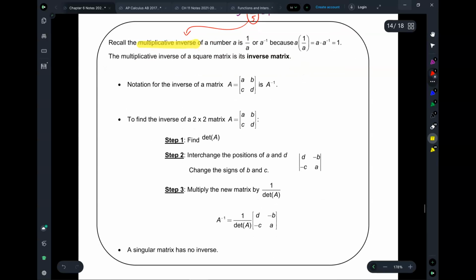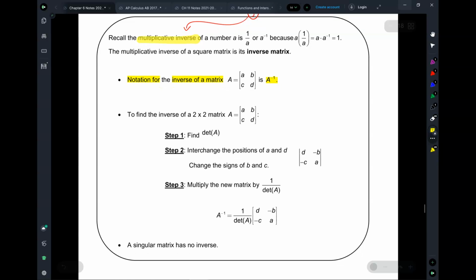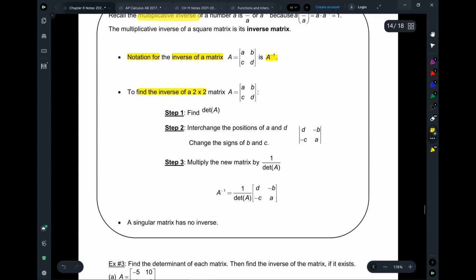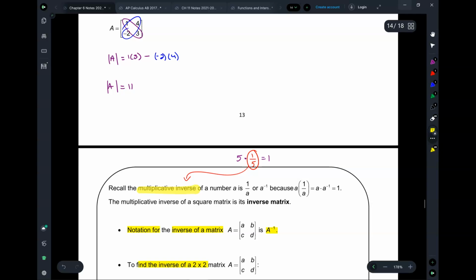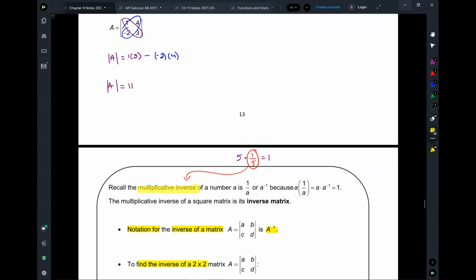Take a look. Notation for the inverse of a matrix. Hey, look up here. We have a little bit more to go. The notation for the inverse of a matrix is A inverse. That's how we read it. It's not A to the minus 1, it's A inverse, or inverse of A. Okay, how do we find the inverse of a 2 by 2 matrix? Step 1, find the determinant. We just learned how to do that. That's a number.